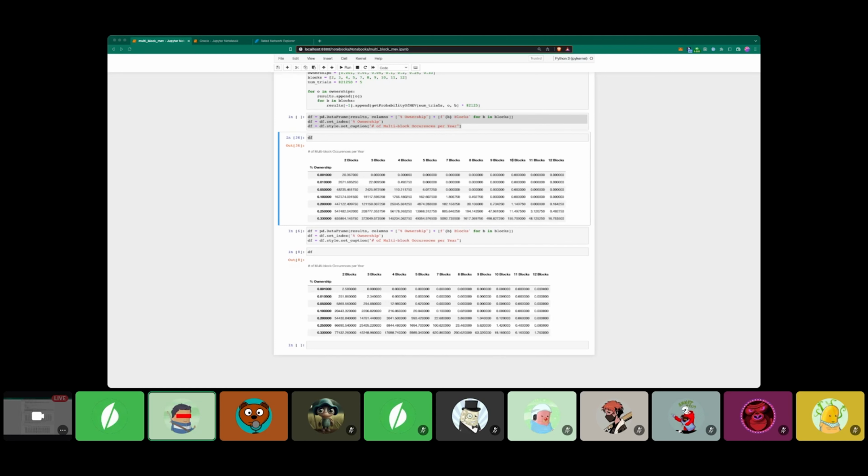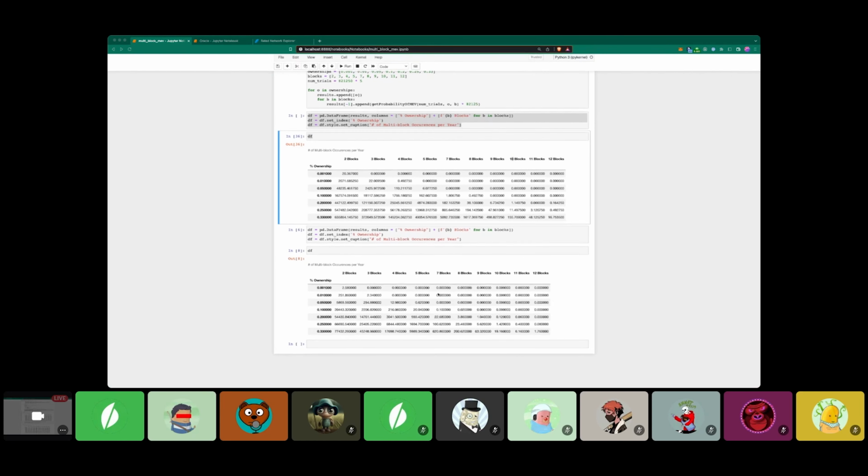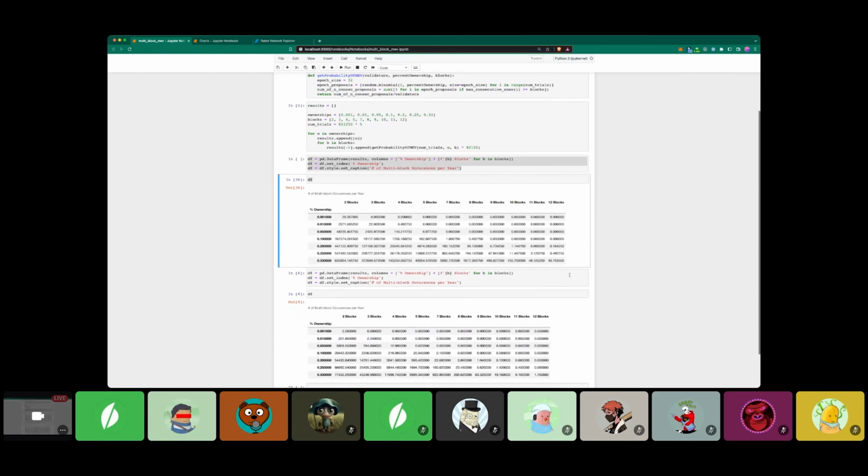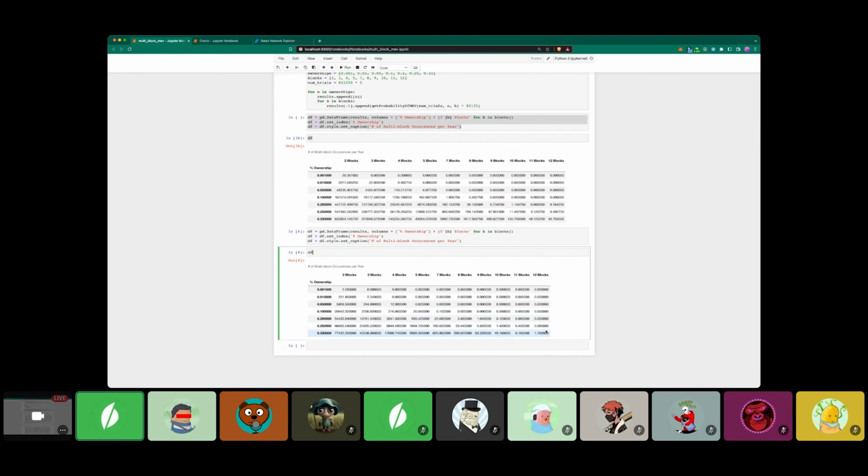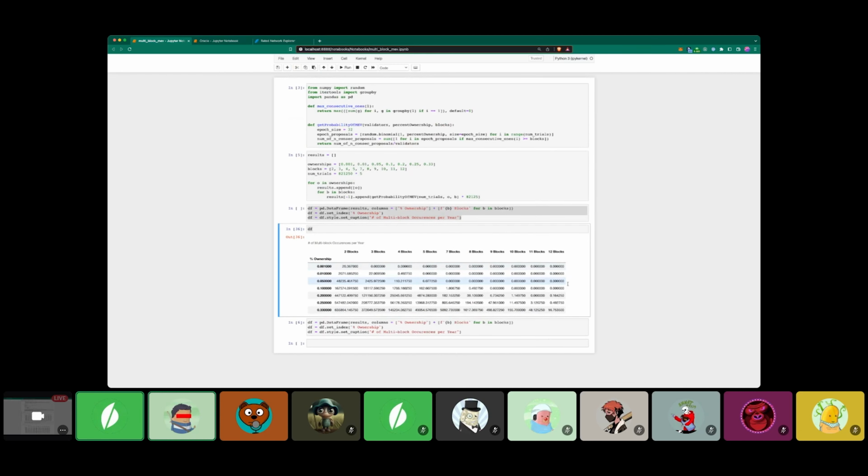Apologies. Can you just remind us what the difference is between these two tables? It's the same simulation run twice. They just kind of, this one seems a little bit off. So I'm going to get rid of this one. This one is the expected one. Got it.